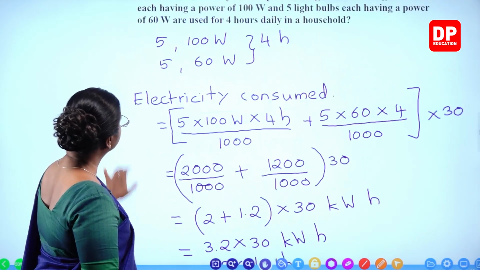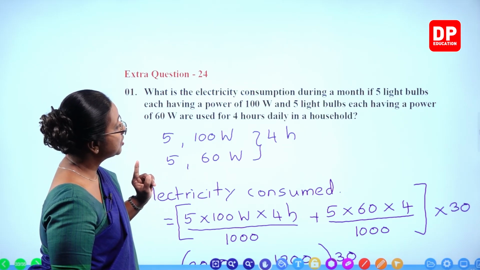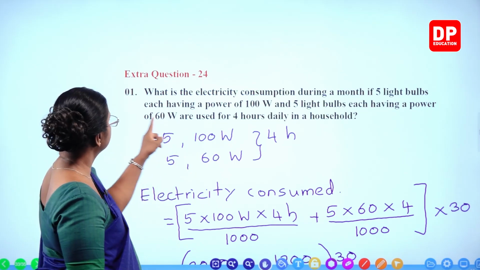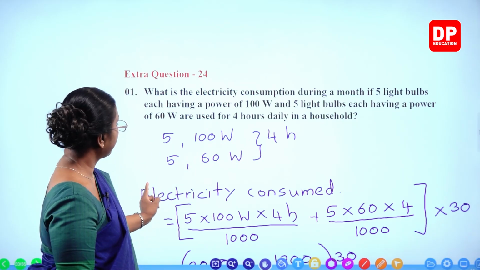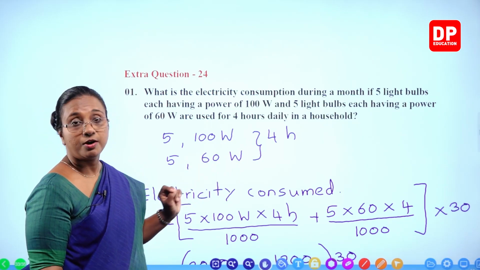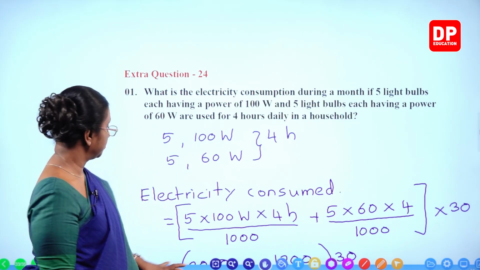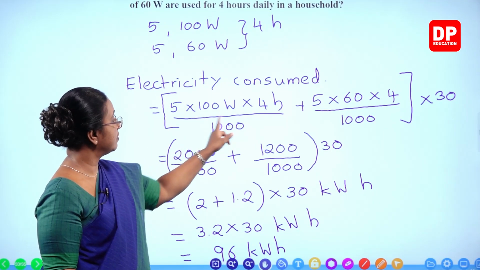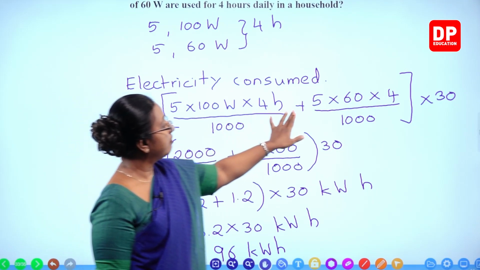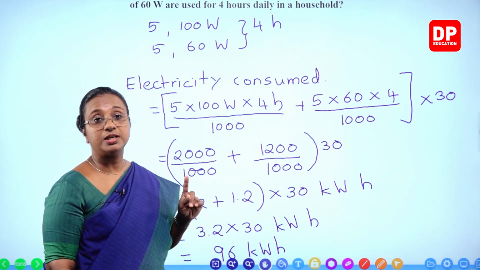So if we go back to the question, you can see here electricity consumption during a month, 5 lights, each having a power of 100 watts, and 5 lights each having a power of 60 watts are used daily for 4 hours in a household. So electricity consumed: 5 bulbs, 100 watts, 4 hours divided by 1000, plus 5 bulbs, 60 watts, 4 hours divided by 1000, into 30.